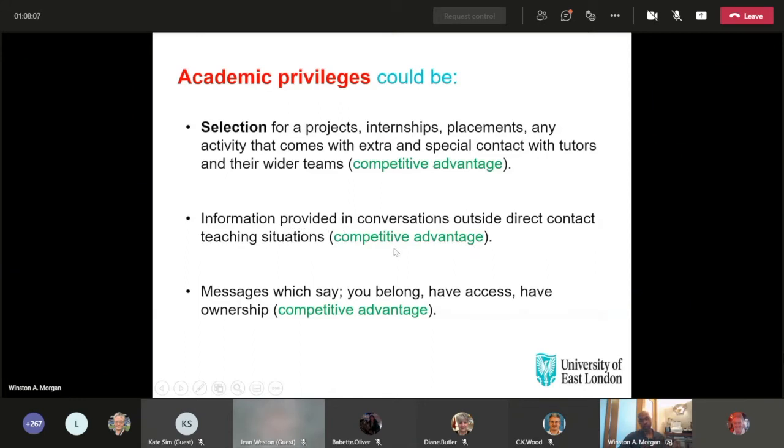Information is also provided in conversations outside direct contact teaching. So again, if you're in contact with your tutors, and there are lots of studies that have shown that white students are somehow able to have greater access and communication with their tutors compared to Black students and BME students generally. And also messages which say you belong, you have access, you have ownership once you're on campus, once you're going about your daily life as a student. All of these things are academic privileges, and they give students a competitive advantage.